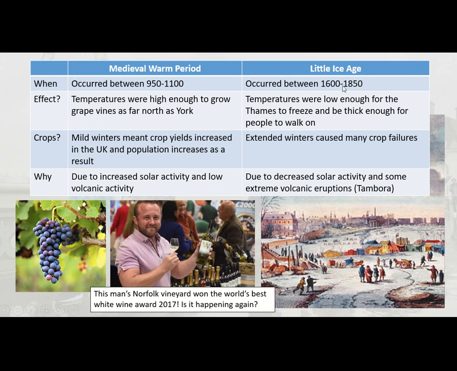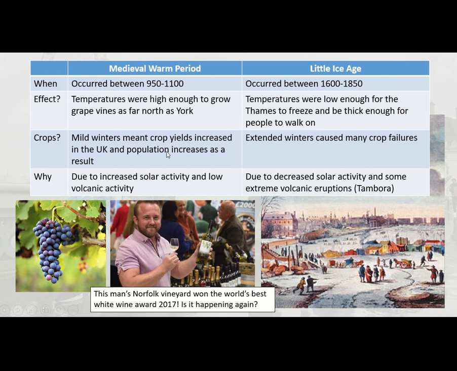Now, the Little Ice Age, that occurred later, so between 1600 and 1850. And the opposite is obviously the case. Temperatures were low enough that the Thames froze, and it was actually thick enough for people to walk on. So people were walking from one side of the Thames to the other. The winters were longer, they lasted a longer time, which meant crops failed.